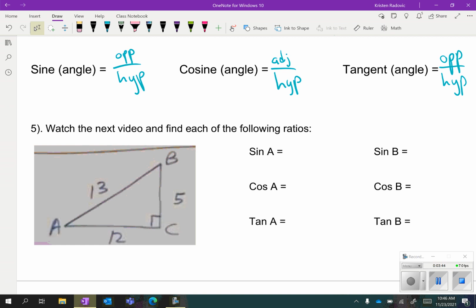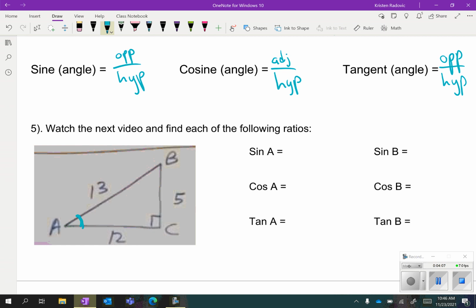First of all, the first 3 are very different than the second 3, because the first 3 tell me to look at angle A and the second 3 tell me to look at angle B. That means your opposites and adjacents, your labeling, is going to be different for the first 3 versus the last 3. So I'm going to do the first 3 first. I'm going to look at angle A.